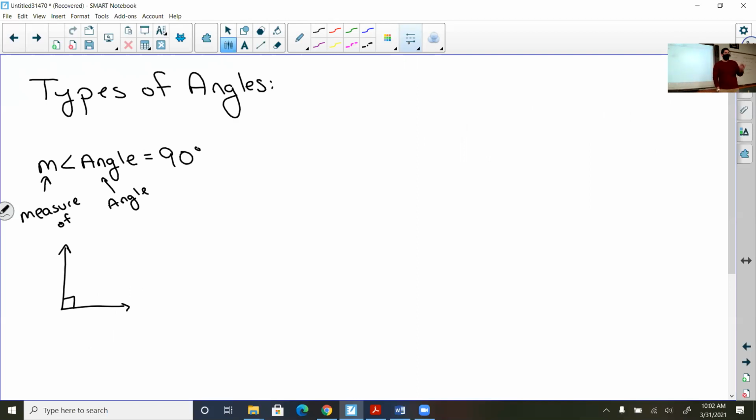When we have a 90-degree angle, we tend to put a little square in there. That square, as we know with squares, they all have 90-degree corners. They all have right angles. That identifies that you have a 90-degree angle. This is considered a right angle.